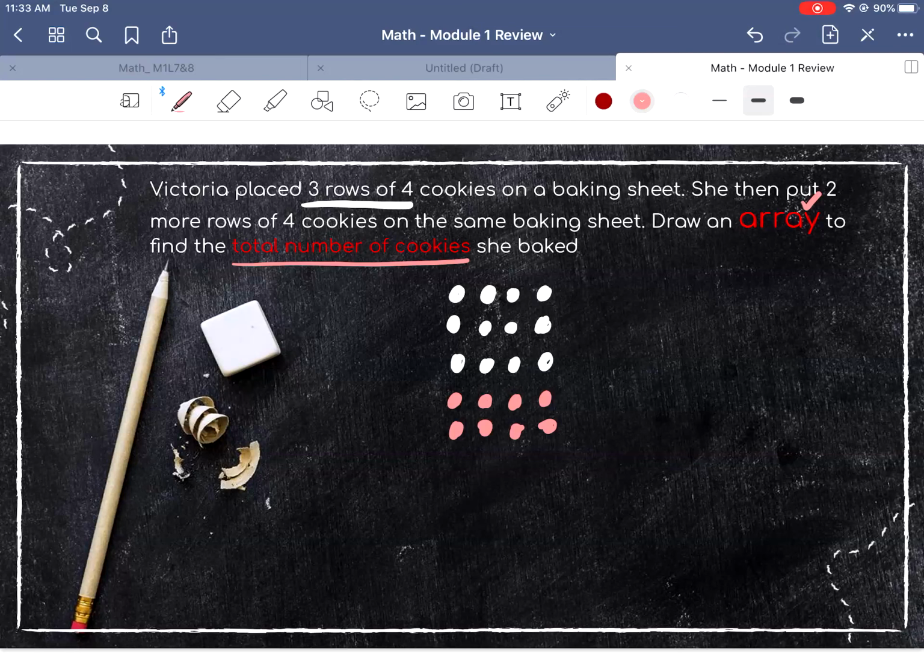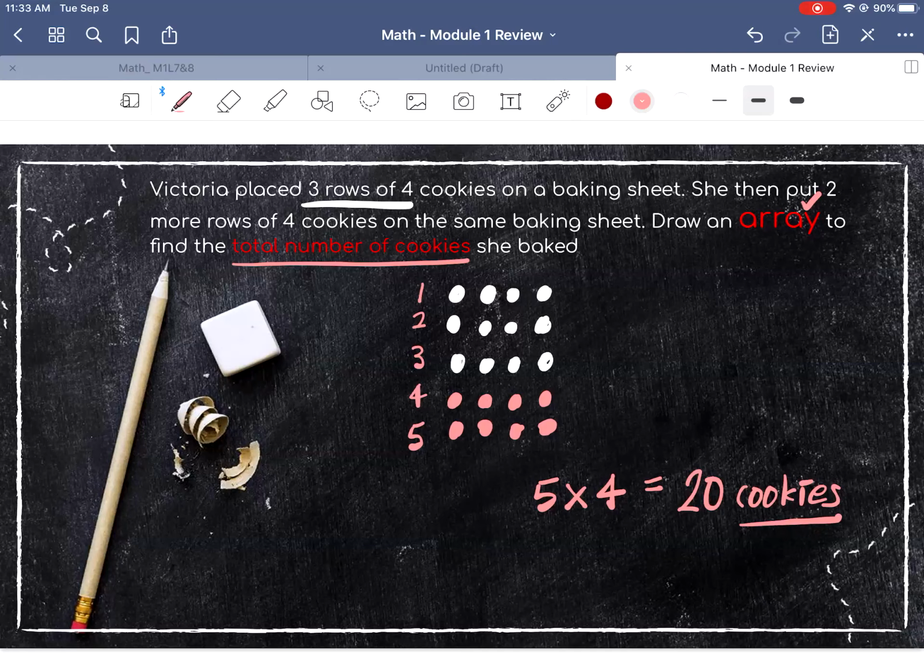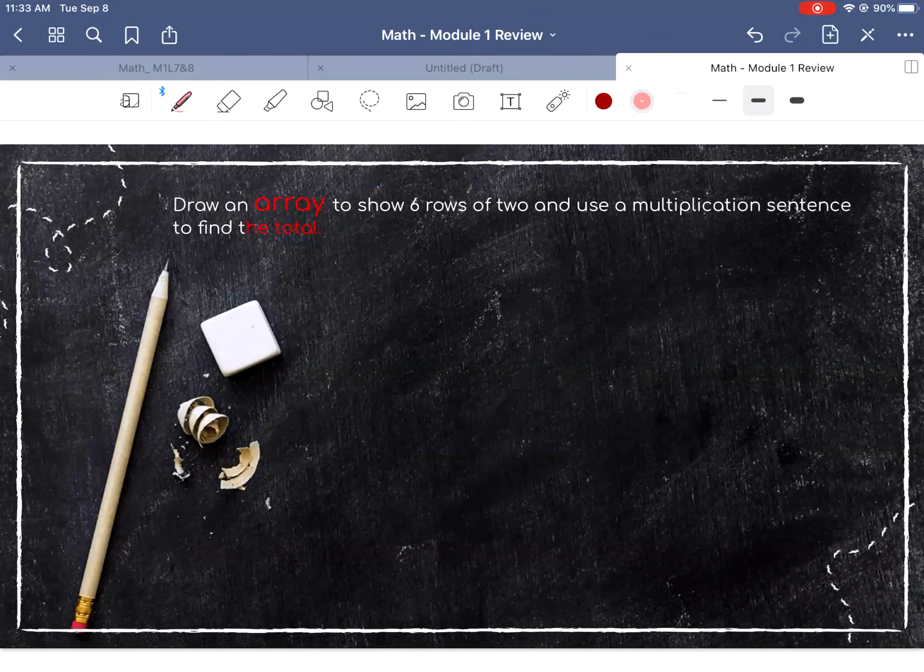It's up to you. You may use the break and distribute strategy, or you can just start counting the number of rows and do the multiplication. For me, I'm going to count the number of rows, which is 1, 2, 3, 4, 5. I'm going to take my 5 here, and I know there are 4 cookies in each row. So my total is 20 cookies. Don't forget to label. And let's move on to the next question.